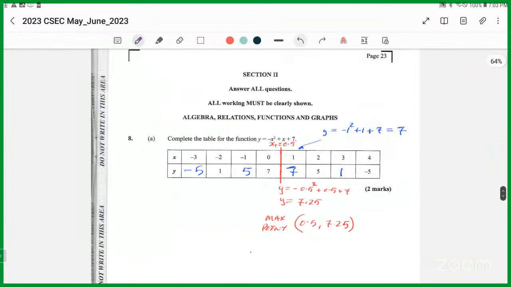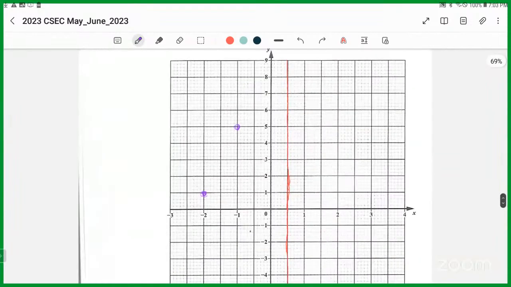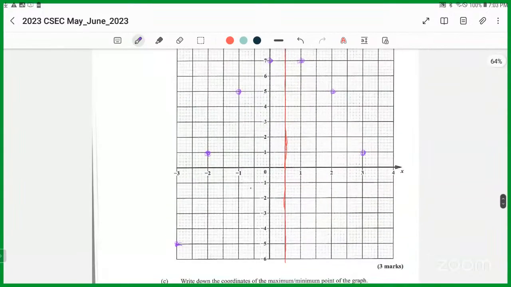7, 7, 5, 1. Who can remember that? 7, 7, 5, 1. And the last one, you're going to come back down. That's symmetrical on the way down. Those are the points.